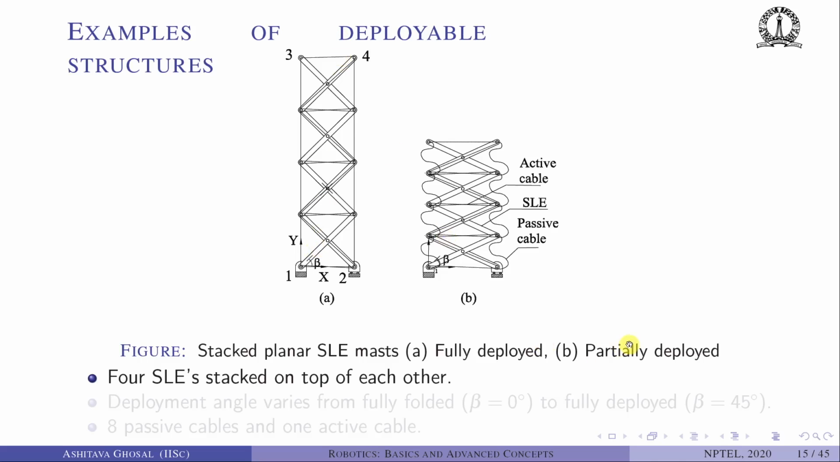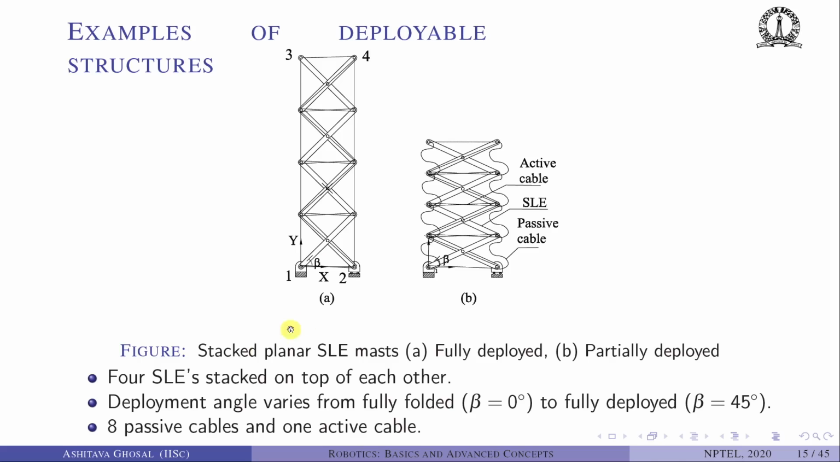Okay, so the deployment varies from this angle, which is beta, initially some value, let's say very close to 0, and it will end up at 45 degrees. It cannot go more than 45 degrees. So in this example, there are 8 passive cables and 1 active cable. The 1 active cable goes like this. So this dark line is the active cable.